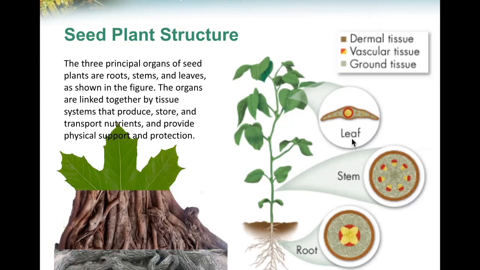Roots, stem, and leaves. The organs are linked together by tissue systems that produce, store, and transport nutrients and provide physical support and protection. The dermal tissue, the outside layer; vascular tissue, red and yellow, shown here; and then ground tissue, the supporting inner structure tissue.